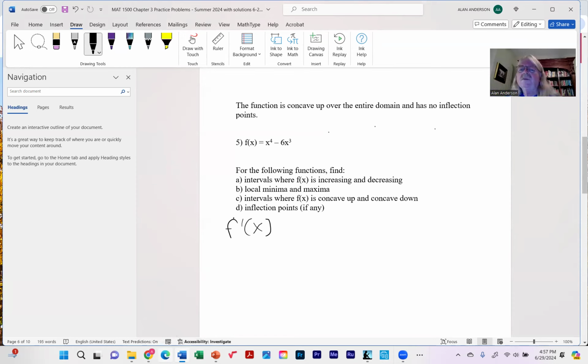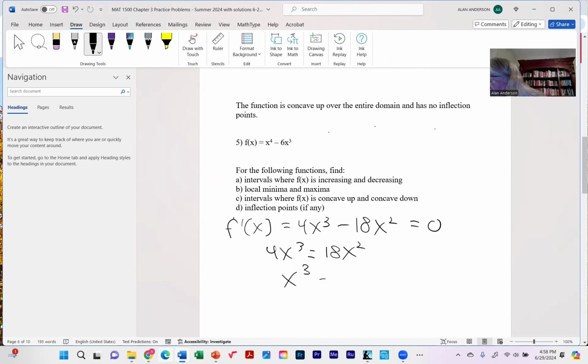One of the good things about polynomials is that you're not going to find any discontinuities or any sharp points. They're going to be smooth and continuous throughout. So everywhere where the first derivative equals 0, we're going to have a critical point. So let's figure this one out. Now, using the power rule, we'll have 4x cubed minus 18x squared. So we'll set that equal to 0. Okay. Set these equal to each other, which means that 4x cubed equals 18x squared.